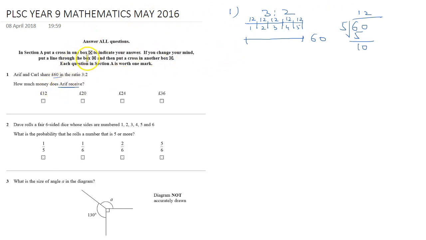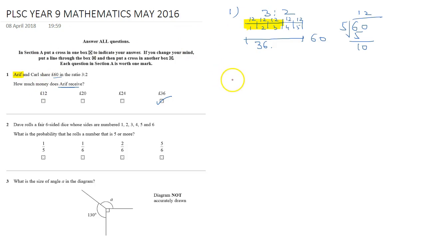We know the Arif. So Arif is the first one. So Arif has 3, 1, 2, 3. So he has 3 parts, equivalent to 12 plus 12 plus 12, that is 36. So the answer is 36.